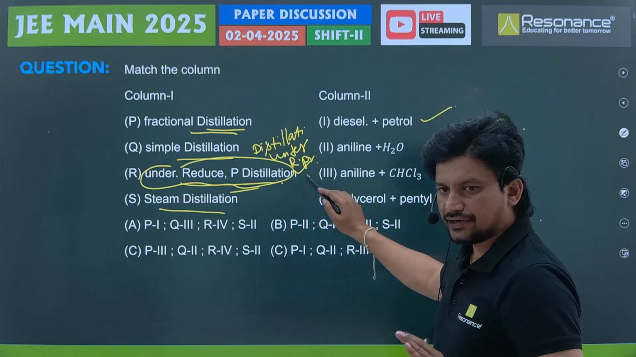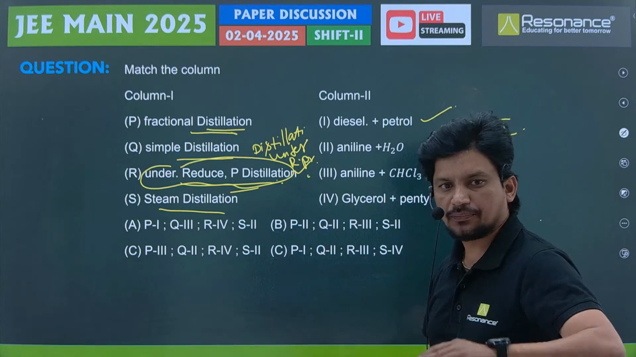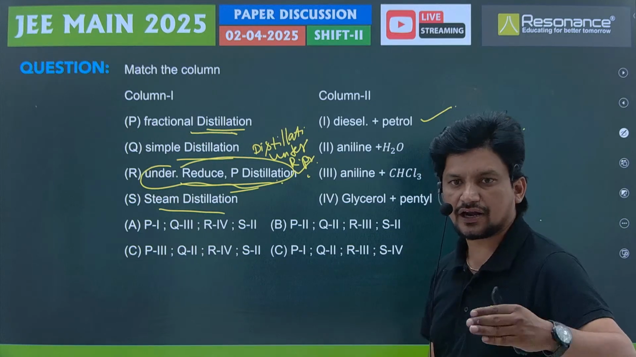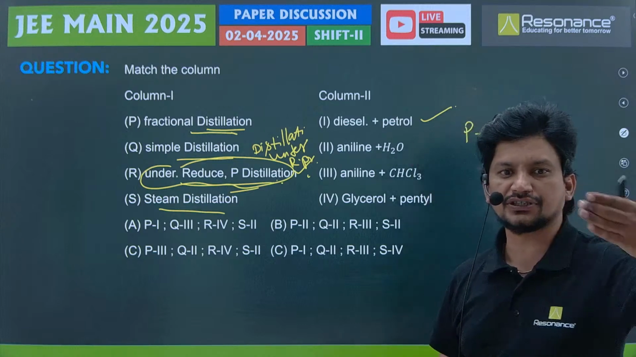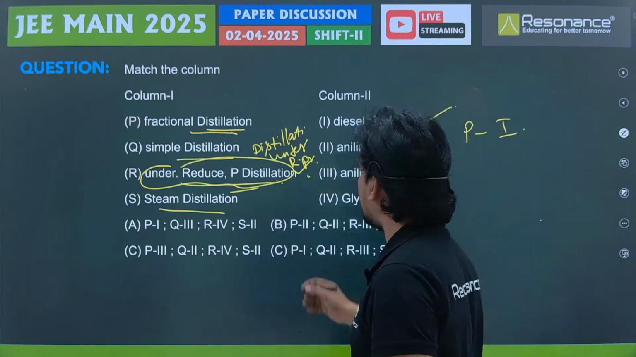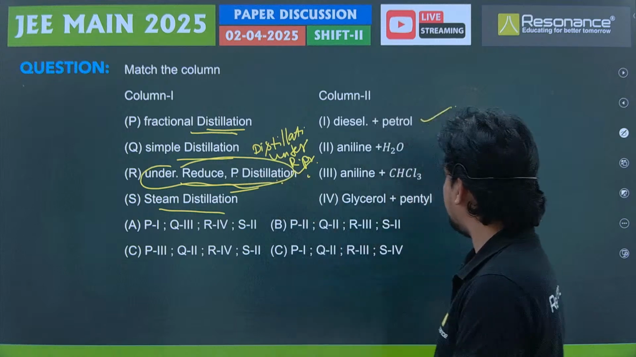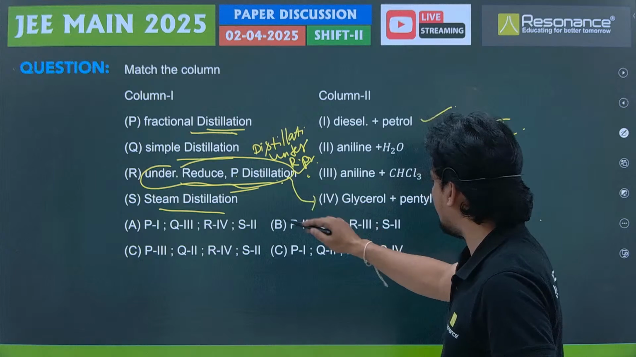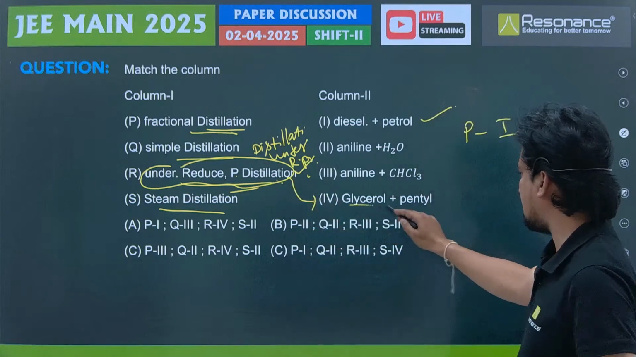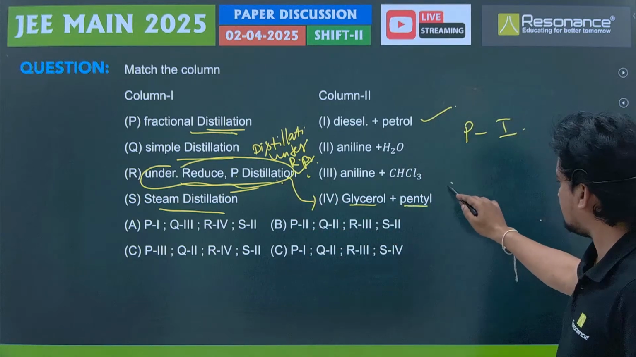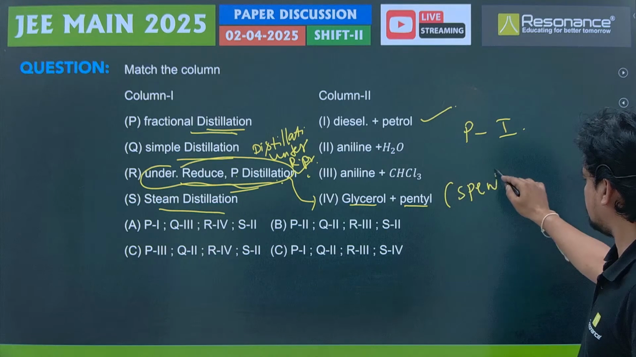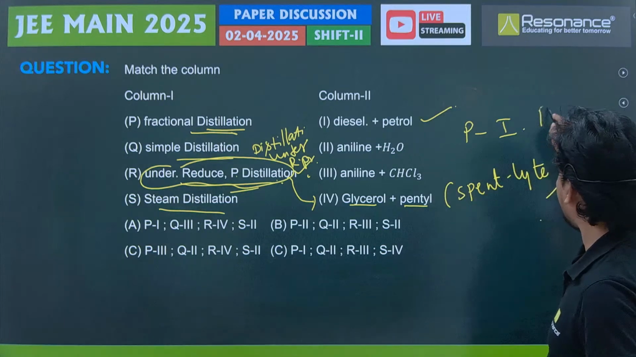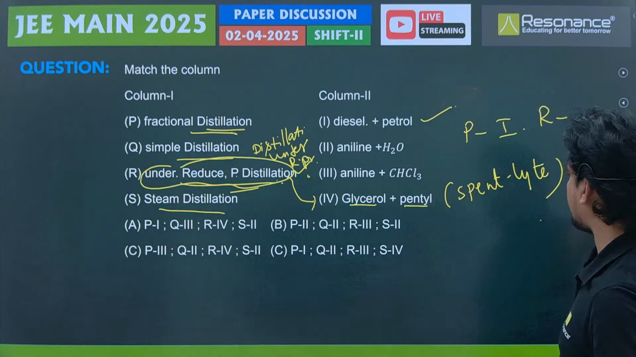So distillation under reduced pressure is the technique used to separate the components of a mixture when components of the mixture undergo decomposition at high temperature. So distillation under reduced pressure is the technique we use to separate glycerol, it's not pentyl, spent lye. So for R, what is the correct match? Correct match is 4.